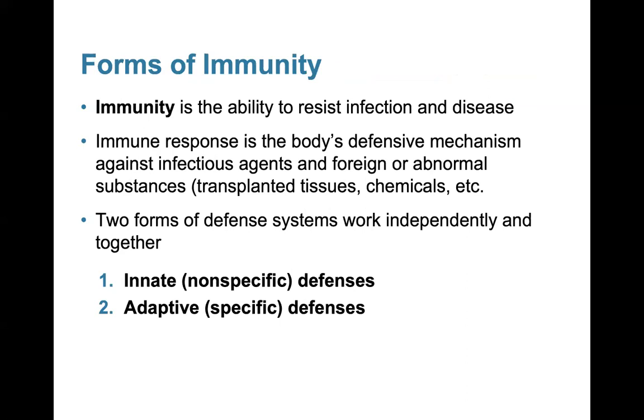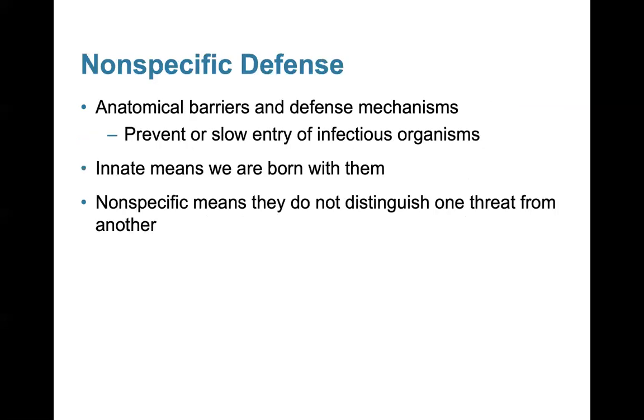Immune response is the body's defensive mechanism against infectious agents and foreign or abnormal substances, such as transplanted tissues, chemicals, etc. Two forms of defense systems work independently and together: innate or non-specific defenses and adaptive or specific defenses. Now, your non-specific defenses, these are the anatomical barriers and defense mechanisms. Their job is to prevent or slow entry of infectious organisms.